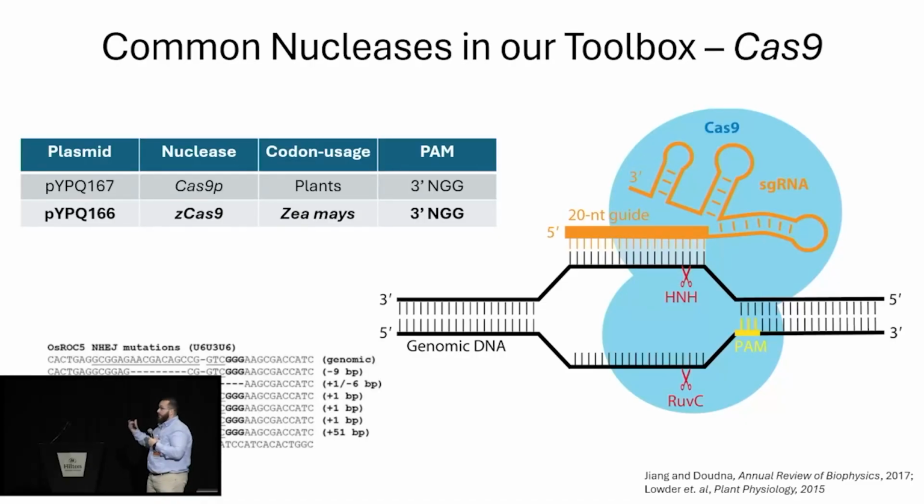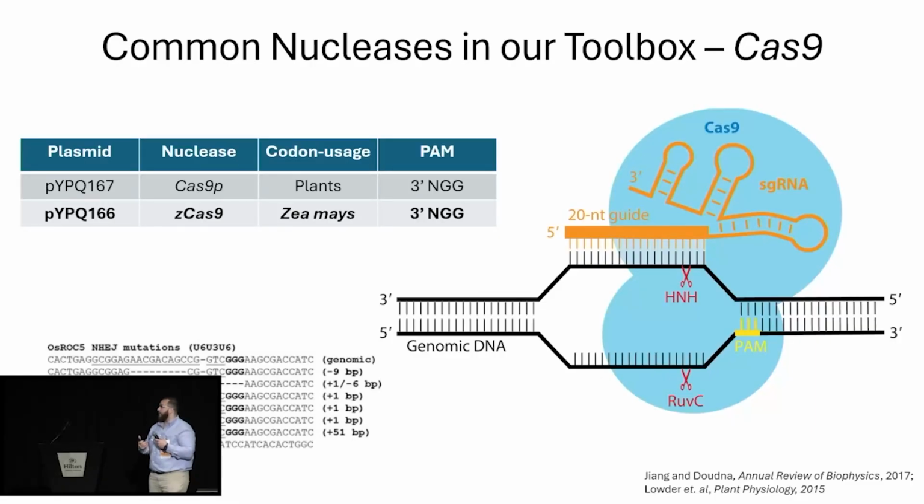Part of Jennifer Doudna's lab is actually interested in understanding why this particular SpCas9 is so efficient compared to other Cas nucleases. But this is the most commonly used, and we have a few options for it. The most commonly used one in our lab at least is PYPQ166, a maize codon optimized variant of Cas9.